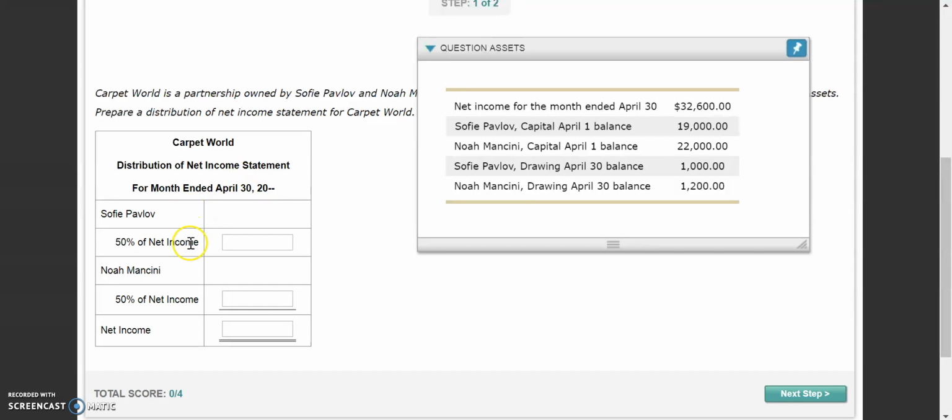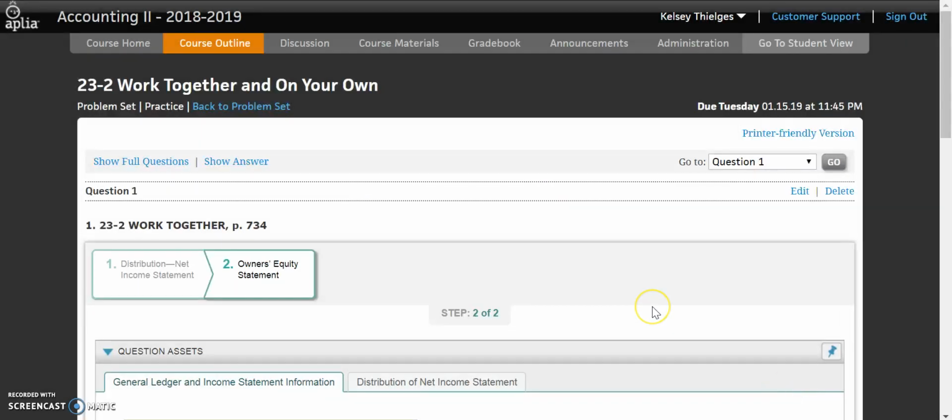So Sophie Pavlov has 50% of the net income, remember, because it's shared equally, and so does Noah. However you want to do this, I like to sometimes work backwards on a distribution just because it makes more sense to me. So the net income for the month total was 32,600. And so half of that, obviously, we just divide that by 2. And so each of our partners is going to receive $16,300 from the month of April. So pretty simple on that one, not too shabby. We'll head over and look at step 2.